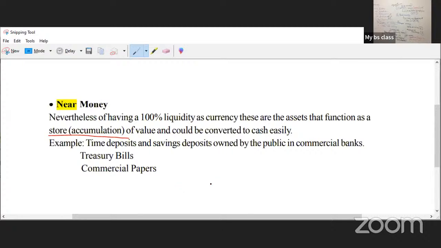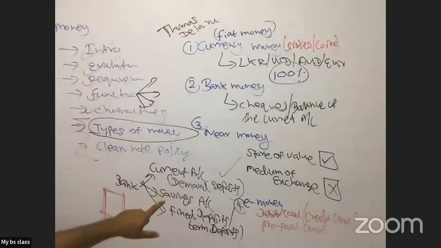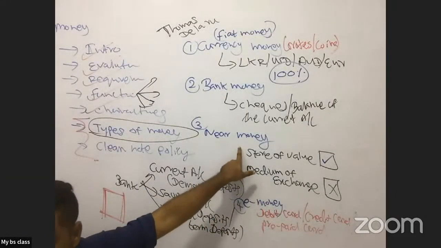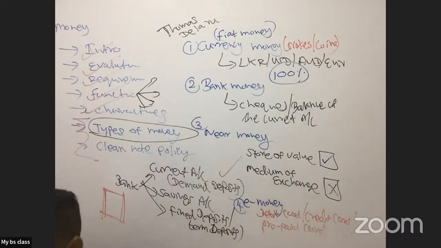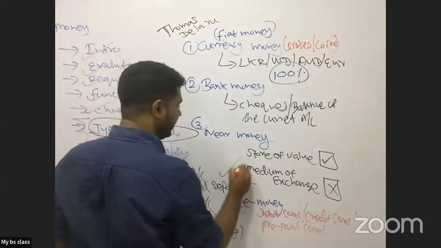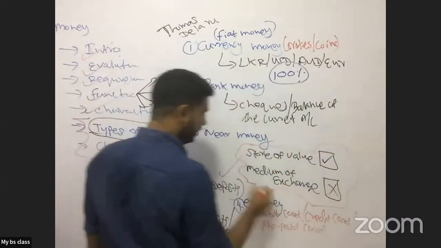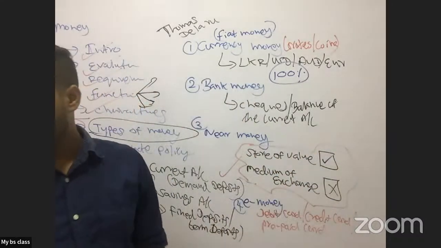Guys, can we add a small note here? Look at this. I hope you are done with writing. Right? Right after that, can we have this note, please? We can add these two near money items. Okay, if you are writing there, tell me. I'll share it back. If you are done with writing, can we have this as well?